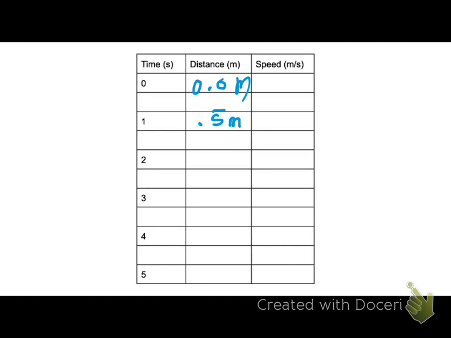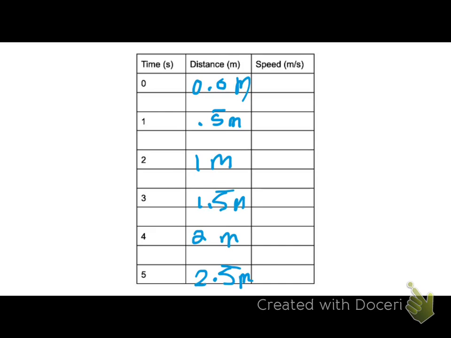Okay. And then at 2, you were at 1 meter. At 3, you were at 1.5 meters. At 4, you were at 2 meters. And at 5, you had gone 2.5 meters. Okay. So those were your distances. I measured them out when I put the tape marks down.